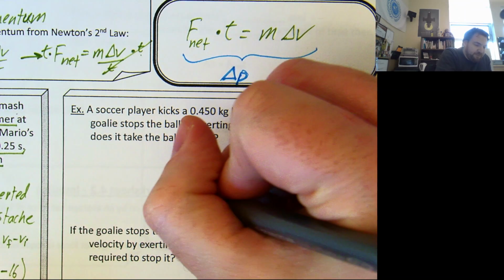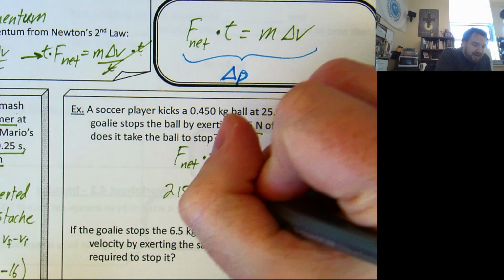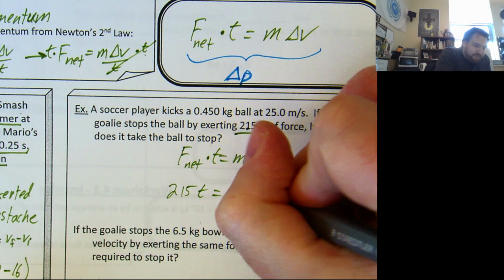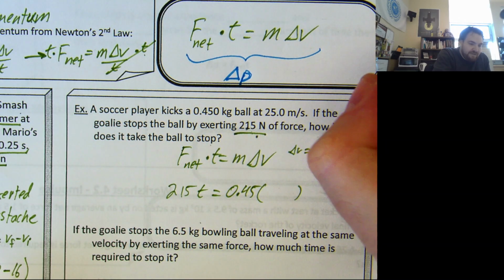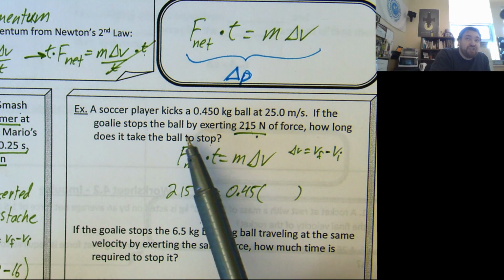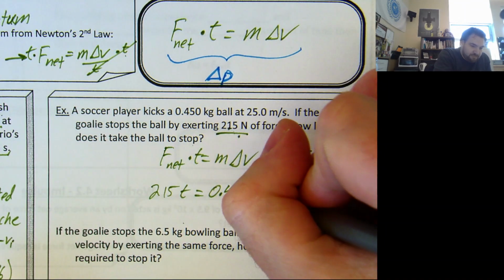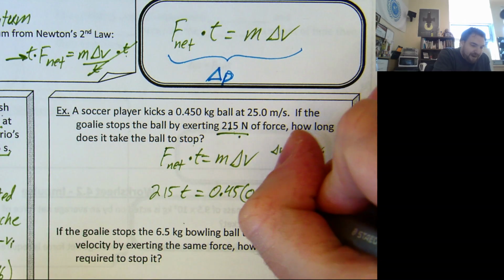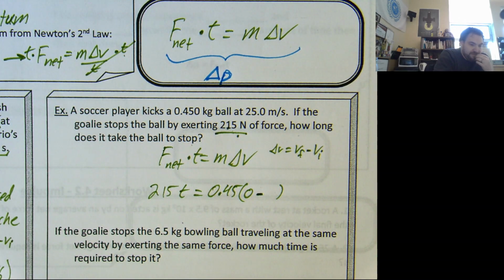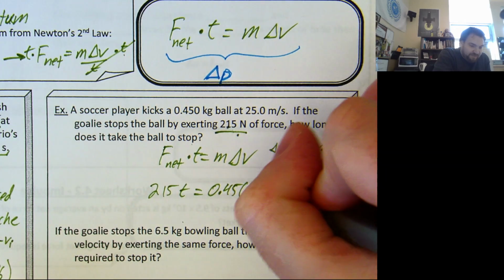So we've got a net force. Net force is 215. The time to stop is what we're looking for. The mass of the ball is 0.45. And the change in velocity, that delta v, is always v final minus v initial. The ball is stopping. So that's going to be 0 minus, well, initially the thing's moving at 25 meters per second.